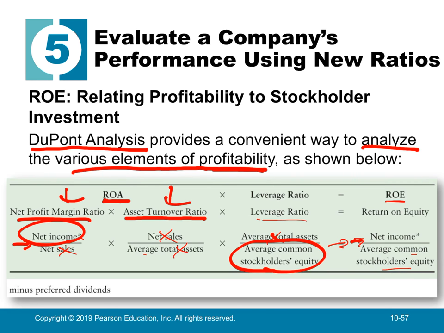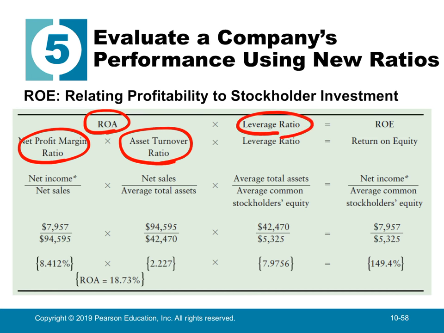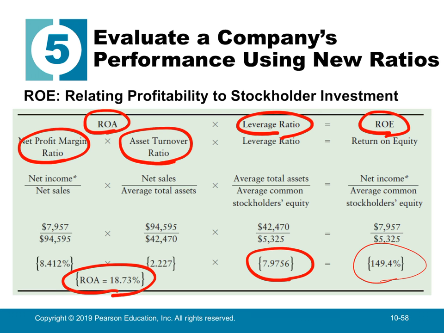But this breakup of these three components is what's called DuPont analysis. So here we have return on assets, which is broken out into net profit margin ratio and asset turnover ratio. Multiply that times the leverage ratio, and all that multiplication gives us return on equity. Here's an example that you can follow along and do the math and figure out how you get to return on assets, the leverage ratio, and how that equals return on equity. All big factors in determining how profitable a company is.